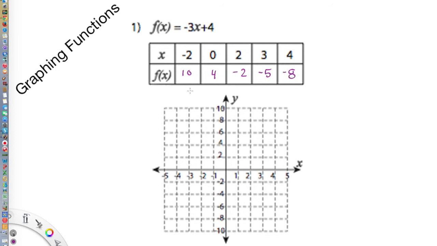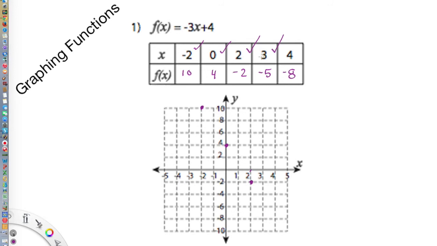Now our final step will be to graph these coordinates. We're going to treat these like x and y coordinates. So my first value for x is negative 2, and then y value would be 10. So that one's taken care of. Now when x is 0, y would be 4, which would fall right there. And my next value for x would be 2. When x is 2, y would be negative 2, which is right there.